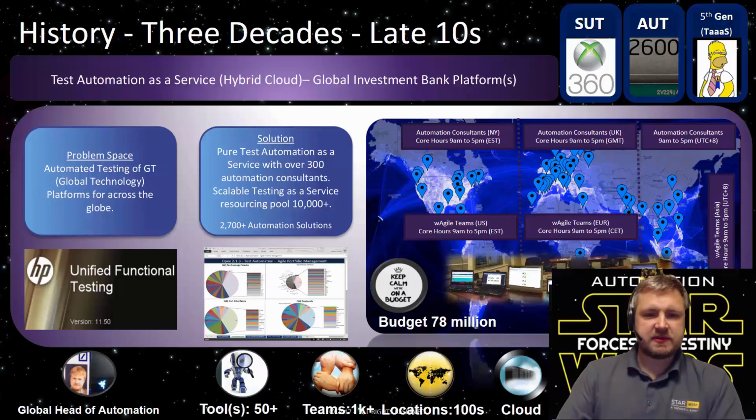Within the landscape of the bank was 2,700 applications, and as you can see from the pins, suddenly the global locations became much more scaled than before. Again, at an investment bank where we needed to be able to deal with so many different application types.